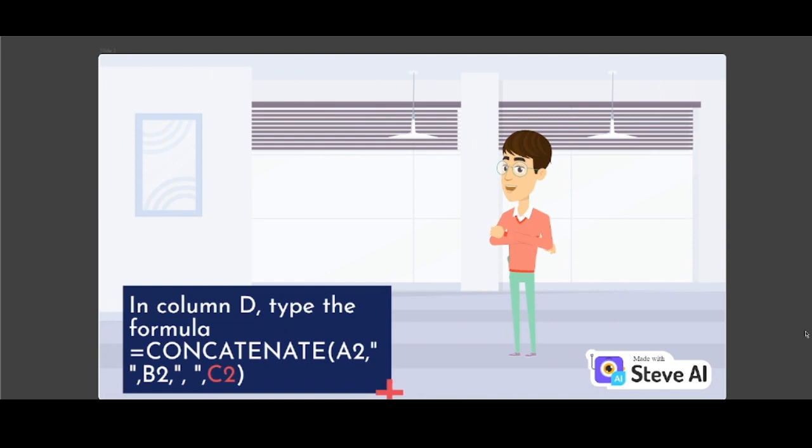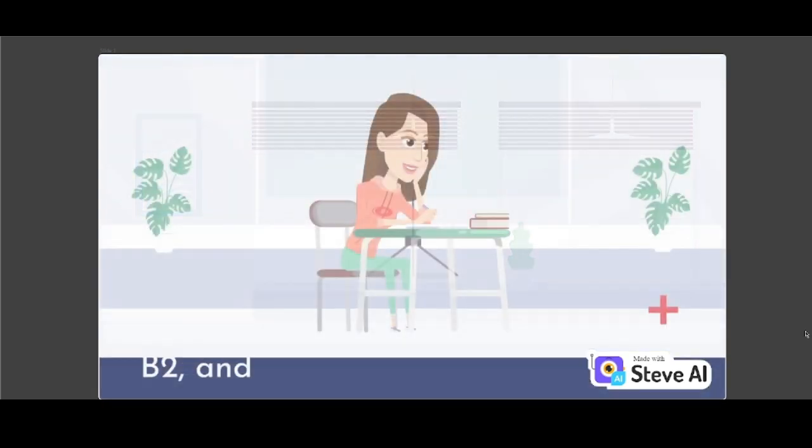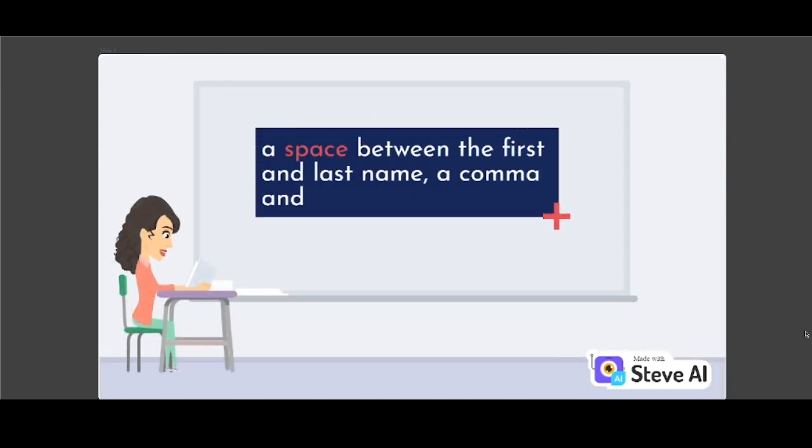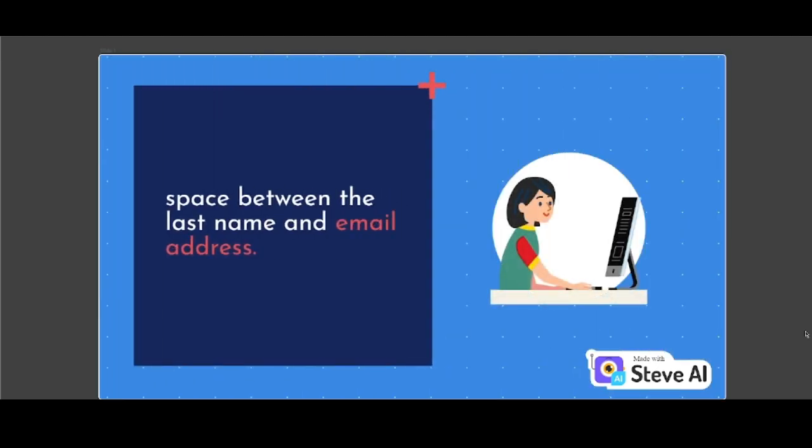In column D, type the formula equals concatenate A2, B2, C2. This will combine the text in cells A2, B2, and C2 with a space between the first and last name, a comma and space between the last name and email address.